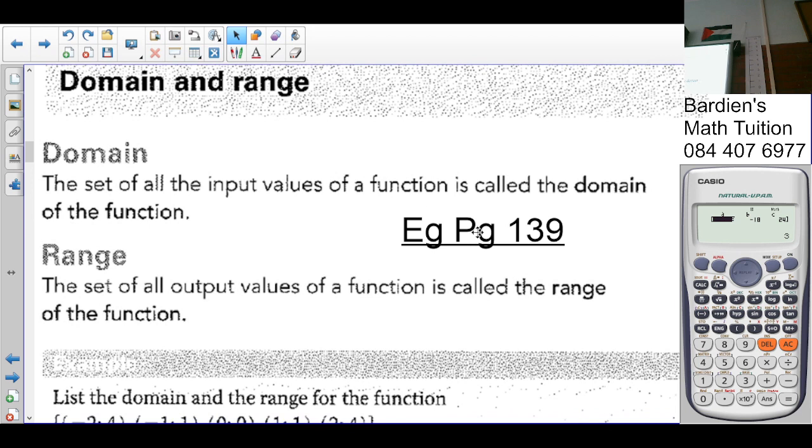The definition of the domain is: the domain is a set of all the input values of a function. It's called the domain of a function. The input values are also what? The x values, not so? So the x values are considered as your domain. The range is a set of all the output values. And what are the output values? The y values. So the set of all the output values of the function is called the range of the function.